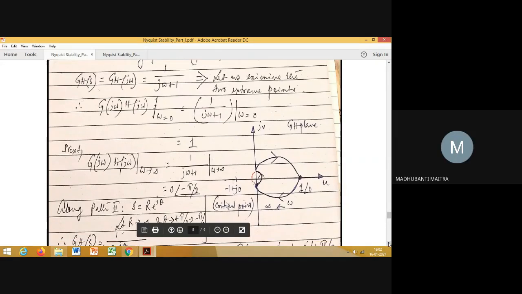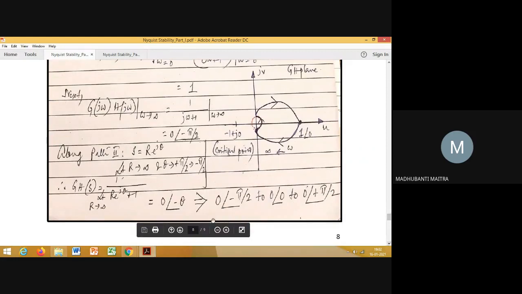So path 2, from this equation, it's clear that the magnitude of path 2 is 0, absolutely 0. Yes, ma'am. So this is nothing but the origin. Only I have blown up the origin just to show the variation in phase angle.